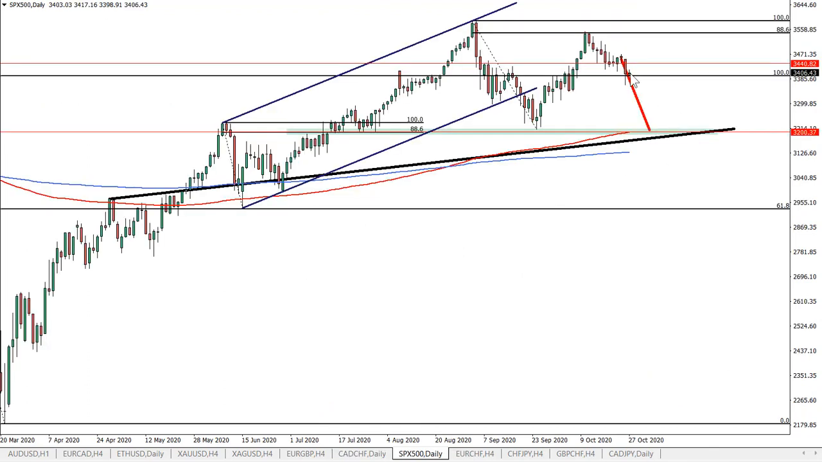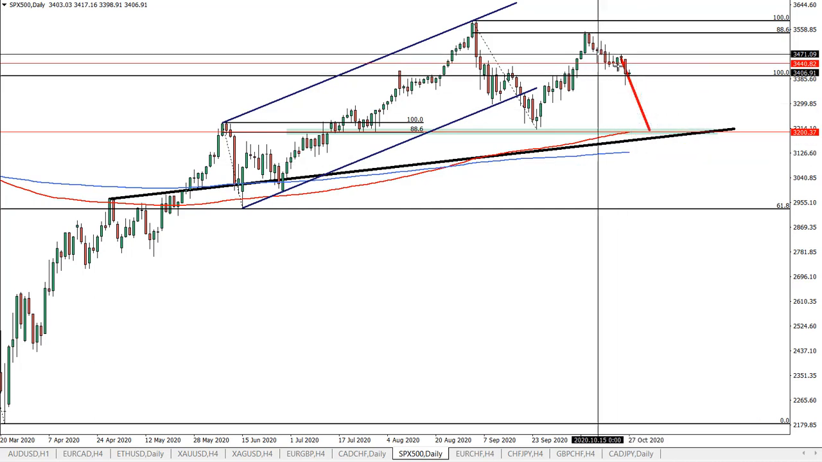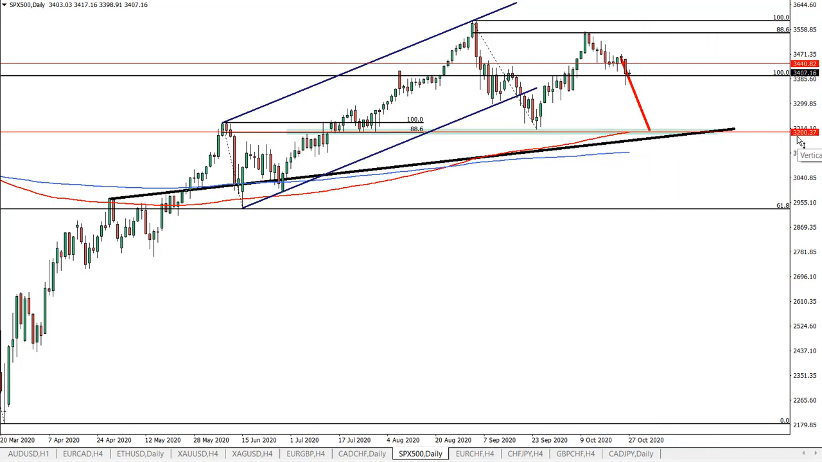S&P 500, the red candle got bigger compared to yesterday's, and we can see there was a break and close below the previously made low. So this is in my view a confirmation of the bearish domination, and price should start declining further towards 3,200 psychological support.